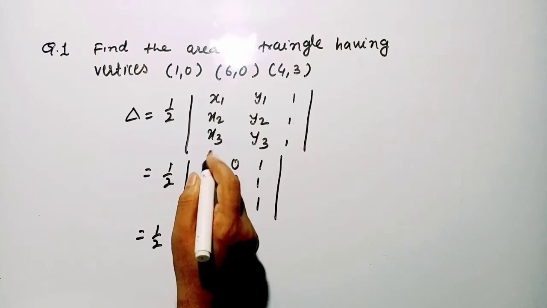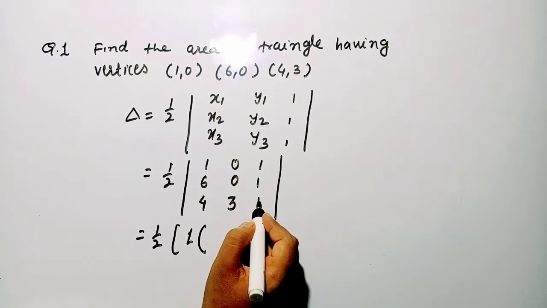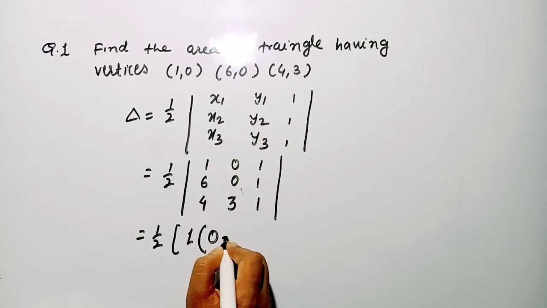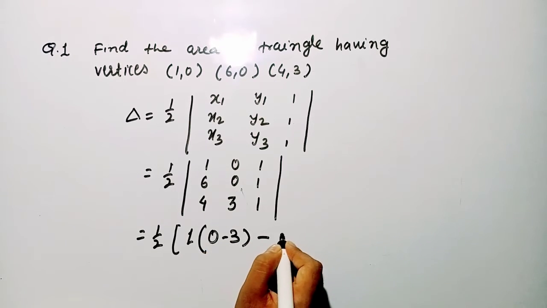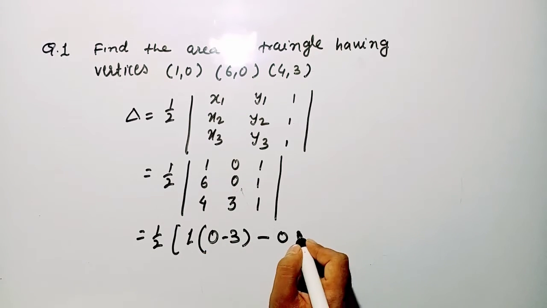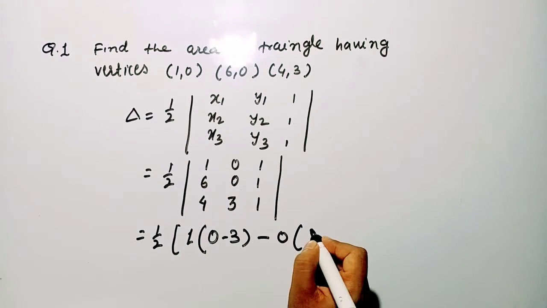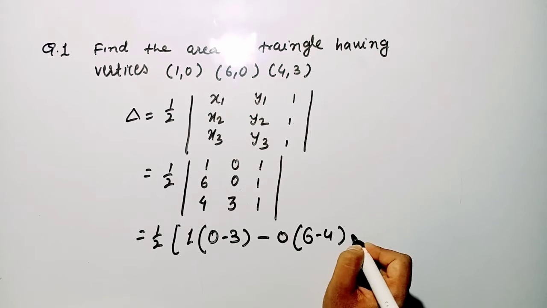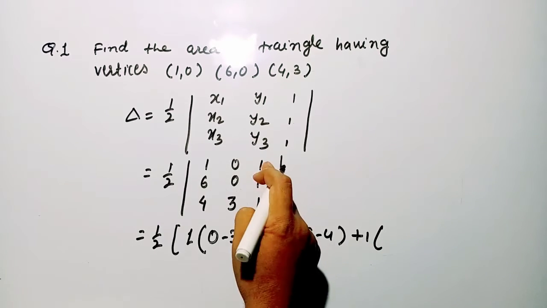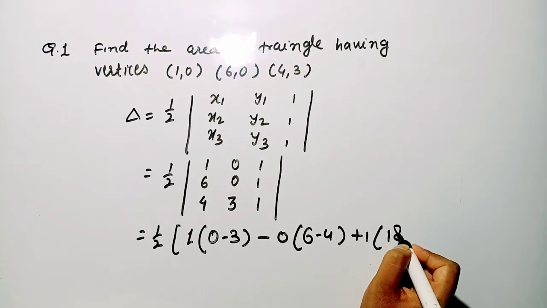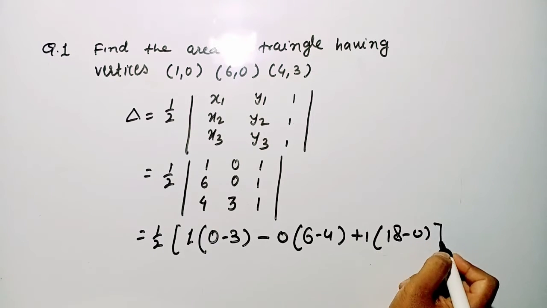Expanding with the element 1, removing the elements of its row and column, we get 0 into 1 minus 3 into 1, and expanding with 0, all will be 0. Excluding the elements of that row and column, we get 6 minus 4, and expanding with 1 we get 6 into 3 minus 4 into 0, so 18 minus 0, right?